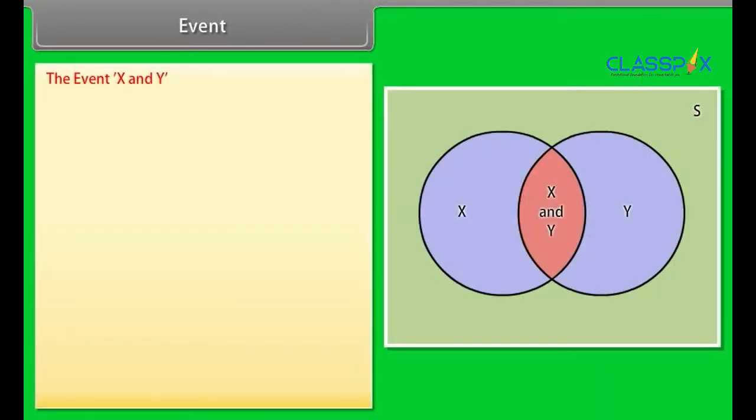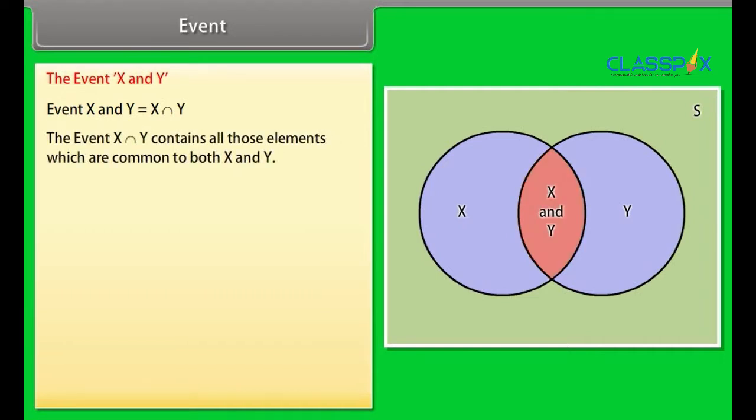The event X and Y. Event X and Y is equal to X intersection Y. The event X intersection Y contains all those elements which are common to both X and Y. To understand it, let's take an example.